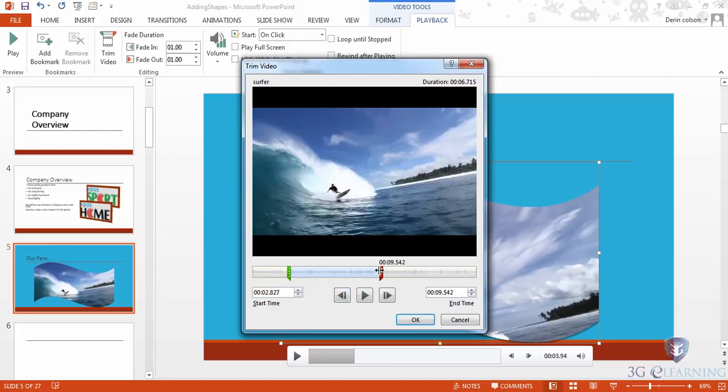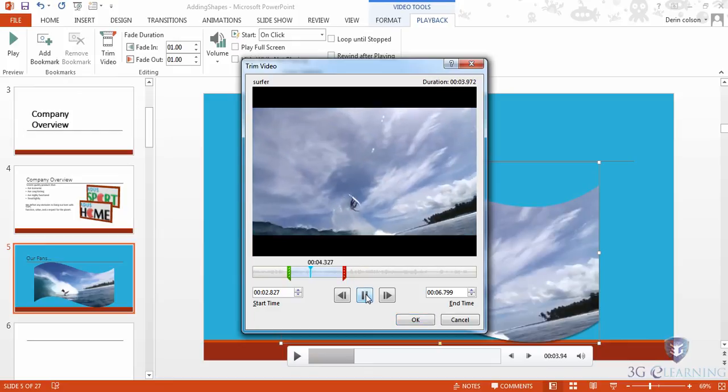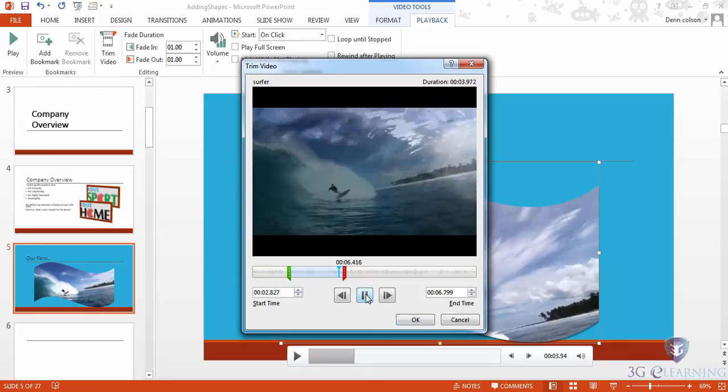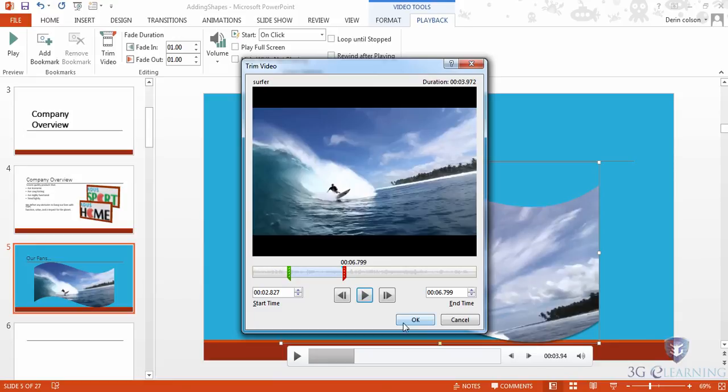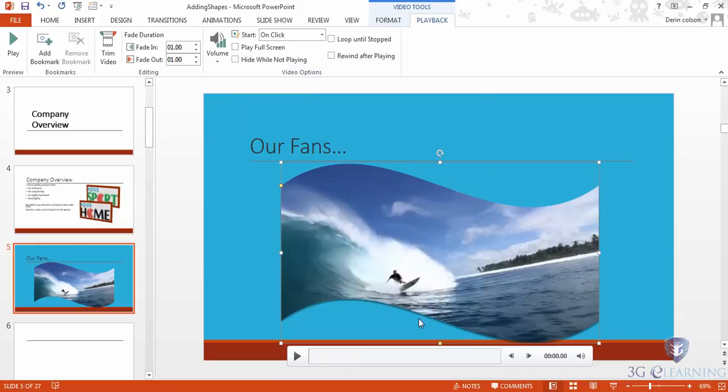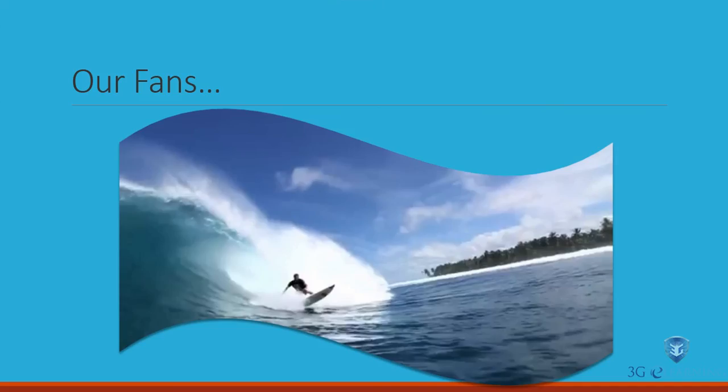So I'm going to move this to some of the more actionable scenes here. I can make it brief and I can hit the play button to see what I've ended up with. Now you'll notice my fade in and fade out even stays on the video here. When I'm happy with what I choose, I can click OK and I can preview what this is going to look like.